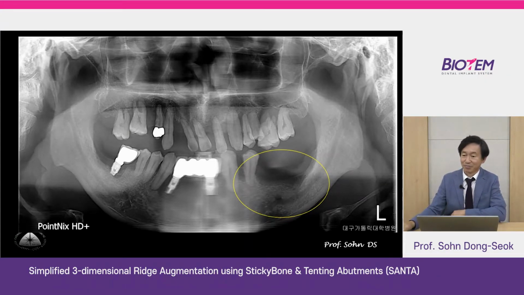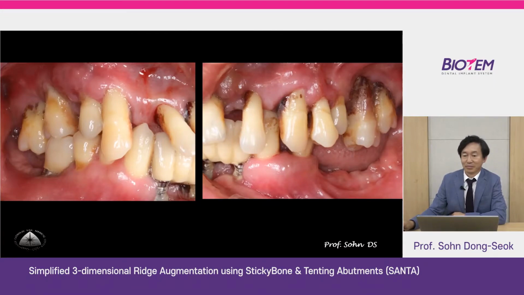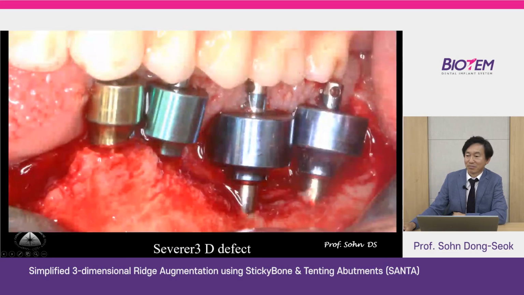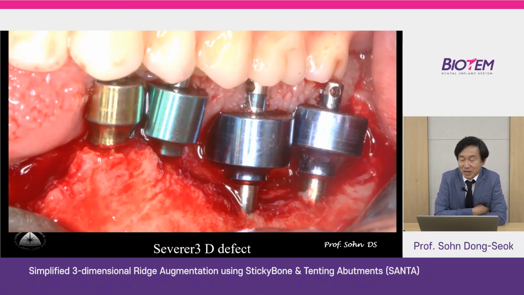Here's another case. This is the preoperative intraoral view. When this patient visited me, he asked me to give him immediate restoration after implant surgery. Is it possible? Yes, I think so. As I mentioned in the previous case, after extraction, an immediate denture was delivered. After soft tissue healing, implant surgery and augmentation surgery were done at the same time.